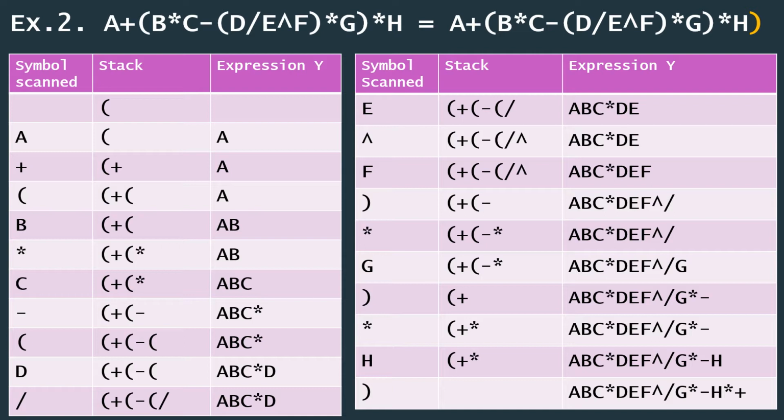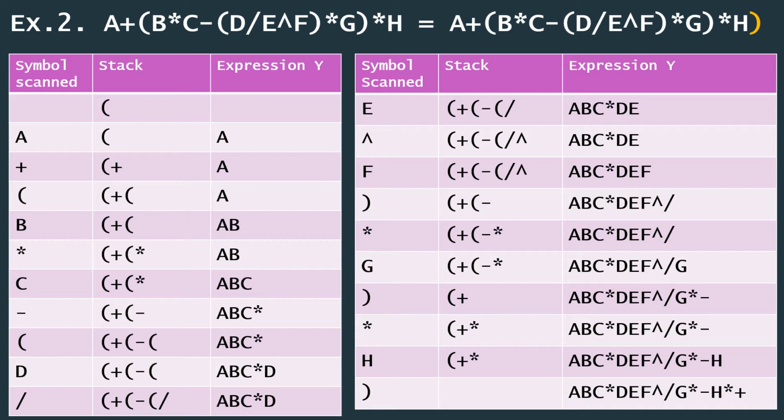Then into is one operator, will go to the stack. Then C is one operand, that will go to the expression part. Minus is one operator, that will go to the stack. But here you can see minus cannot stay after the multiplication, because multiplication operator is having higher priority. So as per the rule, the higher priority operator or the same priority operator will be popped from the stack and it will go to the expression part. So multiplication operator will go to the expression part and minus operator will be pushed into the stack.